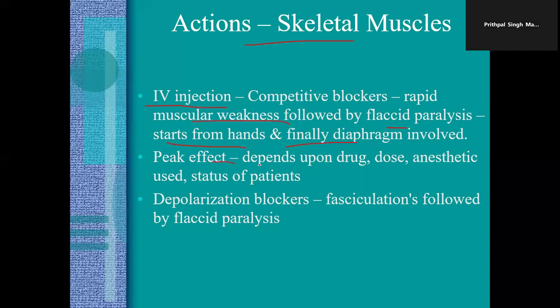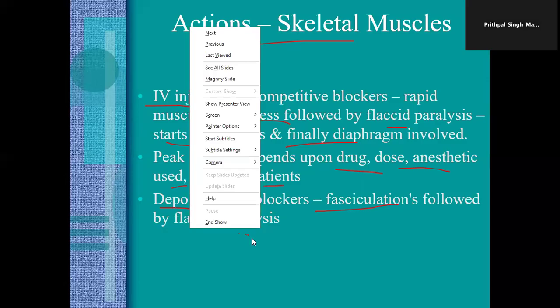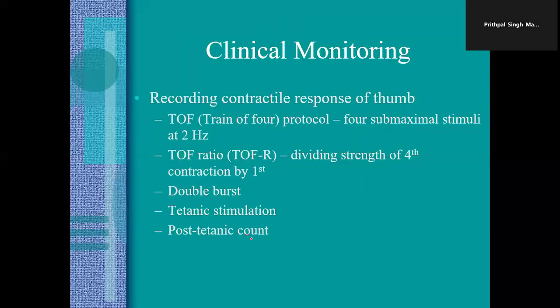The peak effect of these particular drugs depends upon the drug, the dose, the anesthetic used, and the status of the patient. Whereas when you talk about depolarizing blockers such as succinylcholine or decamethonium, they cause fasciculation first, which is followed by flaccid paralysis.